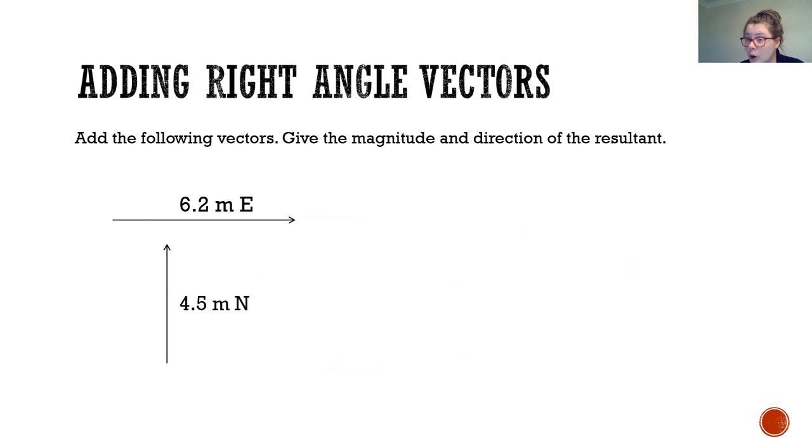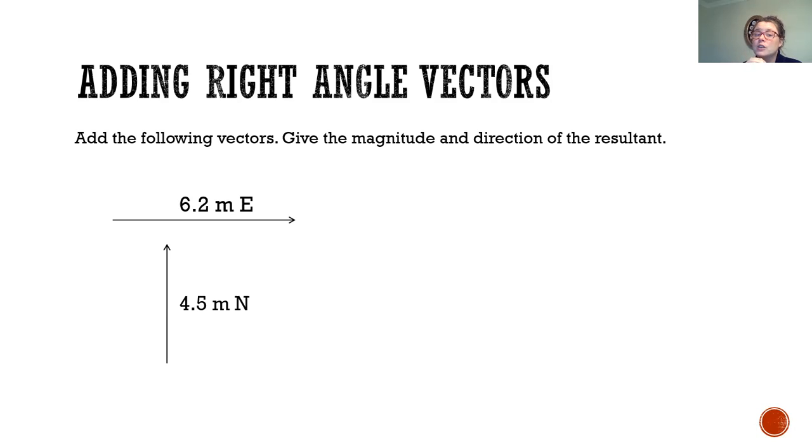All right, so we don't always have parallel vectors. Sometimes we have right angle vectors. And right angle vectors are when we have two directions that are at 90 degrees to each other, like north and east are 90 degrees to each other. There's lots of ways we could do vectors at 90 degrees to each other. We're going to think of it in that XY plane.